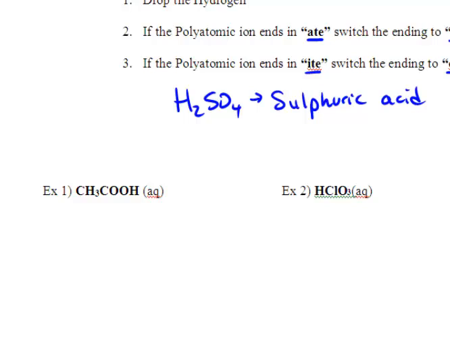So this is a special one, CH3COOH. This H on this acid is put at the very back, and this is acetate. So this would be hydrogen acetate, and so we're going to drop the hydrogen, and then that ate turns to ic, so we've got acetic acid.